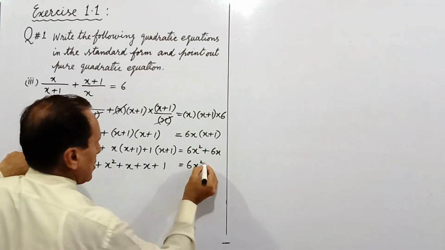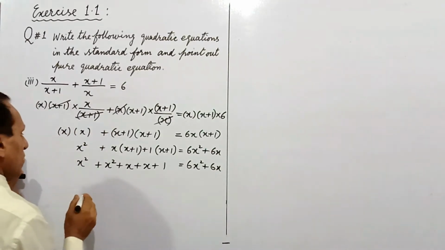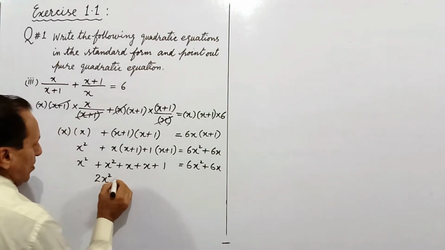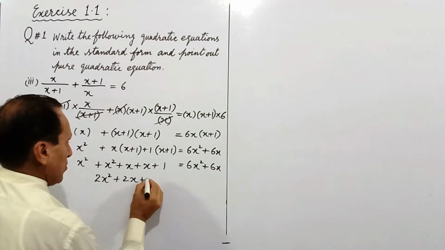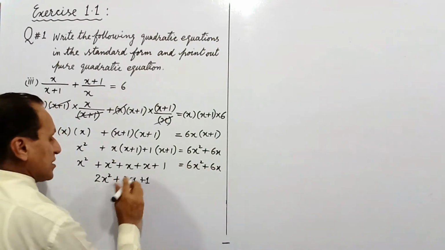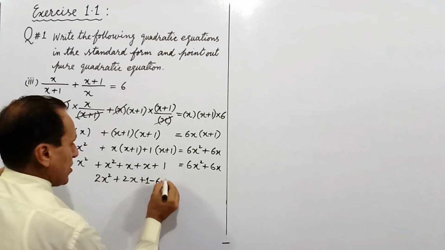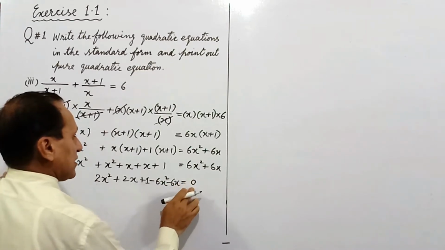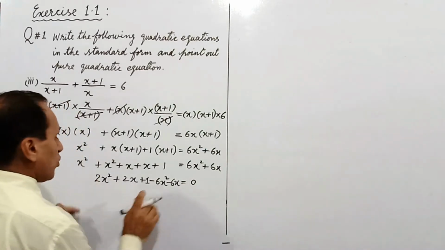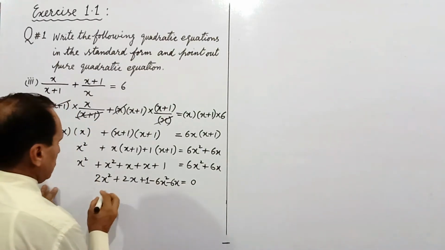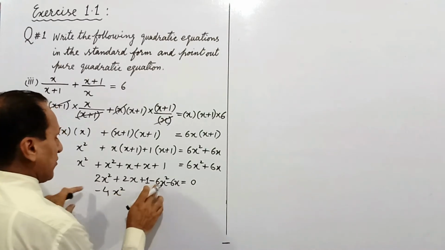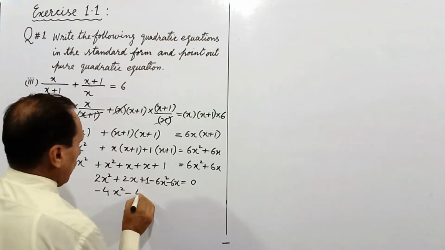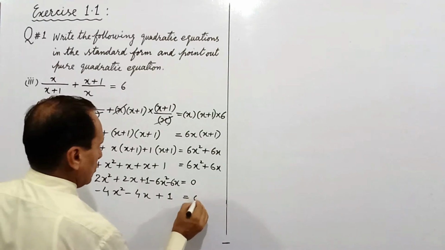Equal to 6x square plus 6x. Like terms, their coefficients are added as their signs are same. So 1 plus 1, 2x square plus 2x plus 1. We take these values to the left hand side. So 6x square will become minus 6x square, whereas 6x will become minus 6x, equal to 0 is left on the right hand side as both the values are taken to the left hand side. 2x square minus 6x square will be equal to minus 4x square. As like terms have different signs, we do subtraction. So in the next, 2x minus 6x will be equal to minus 4x, plus 1 is equal to 0.